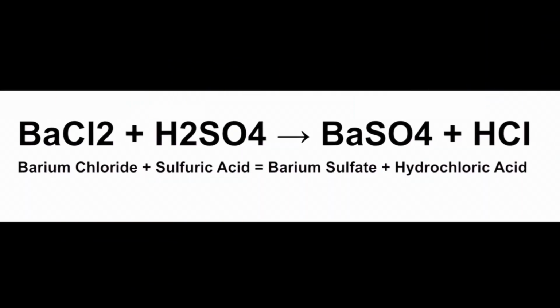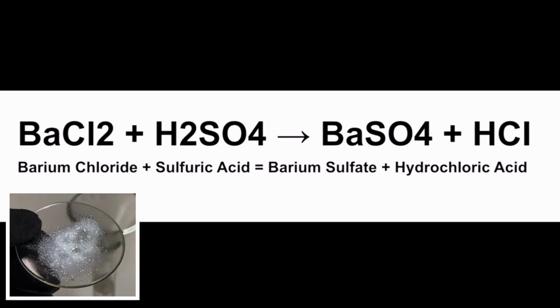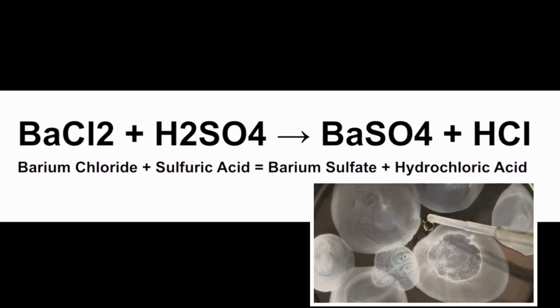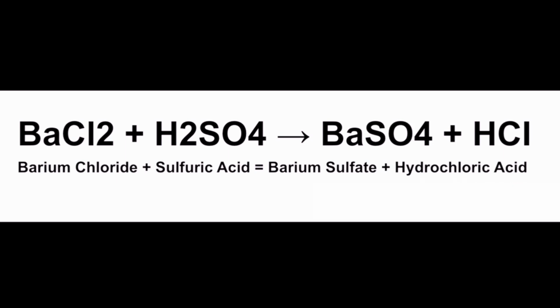Here's the balanced equation for this amazing double displacement reaction. We begin with the reactants barium chloride and sulfuric acid. We have 1 mole of barium chloride, that's the BaCl2, and 1 mole of sulfuric acid, that's the H2SO4. When those are combined in an aqueous solution, we get the products barium sulfate and hydrochloric acid. We have 1 mole of barium sulfate, that's the BaSO4, and 1 mole of hydrochloric acid, HCl.